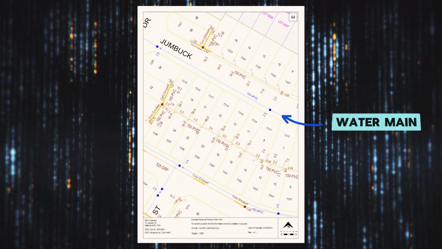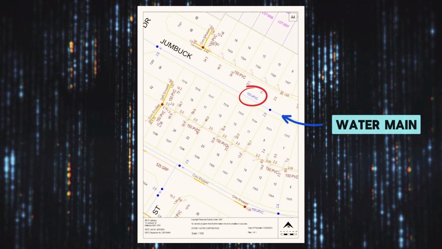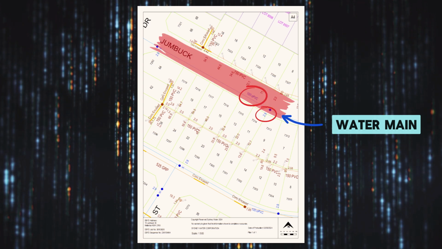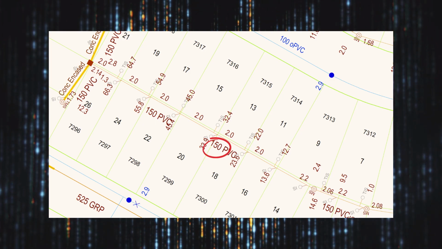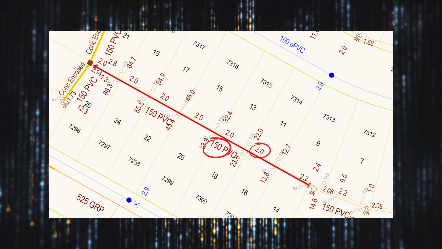The water main is shown in blue. It's 100mm in diameter, 2.9 meters deep and located in the road reserve. The sewer main is shown orange. It's 150mm in diameter, 2 meters deep and located at the rear of these lots.